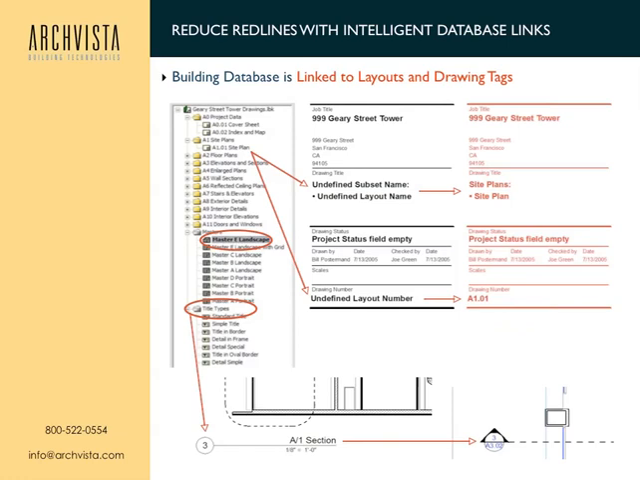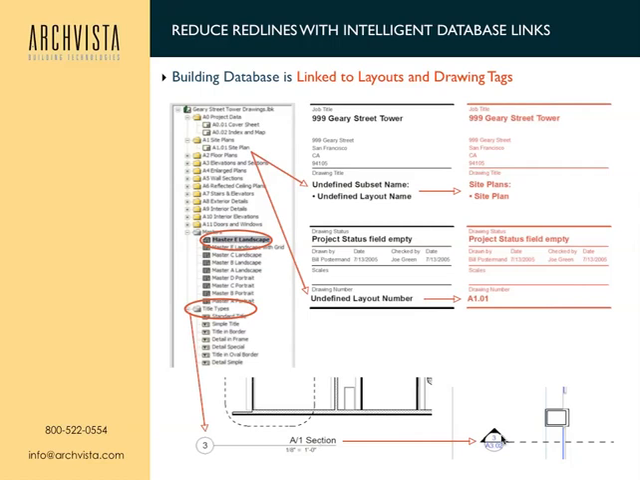The building intelligent database not only links the drawing so when you change one drawing it updates another view, but also links information. So for example, layouts and drawing tags. In ArchiCAD we have what's called intelligent auto text. By putting auto text onto our title blocks, such as a subset name, layout number, it allows this information to automatically update and automatically populate when we place it into a folder that we create within our drawing set.